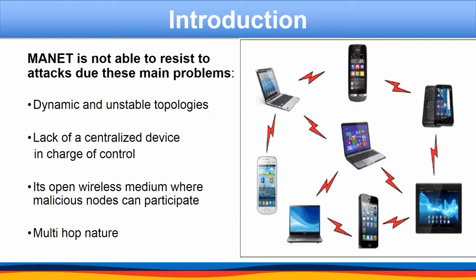A mobile ad hoc network is an infrastructureless design where different nodes are connected through wireless. It faces different security problems due to the following facts. It is dynamic and its topology is not stable, and it doesn't have any central device in charge of security control. It is also open, where other devices can get a connection, even those which are not trusted, and different nodes can join this connection, which can allow malicious nodes to attack the network.